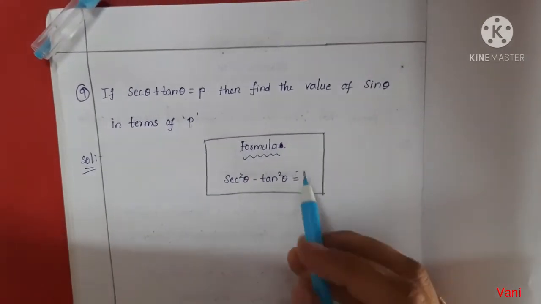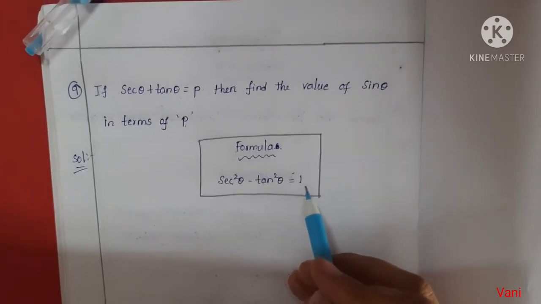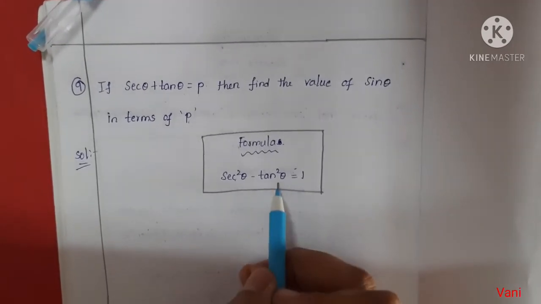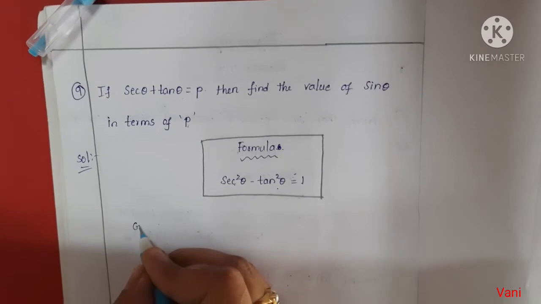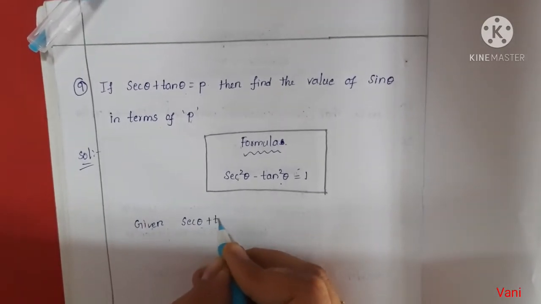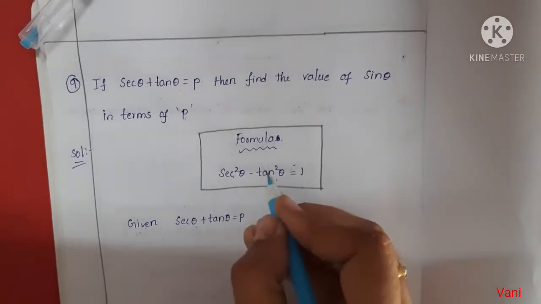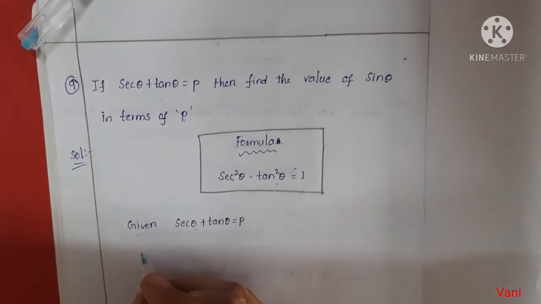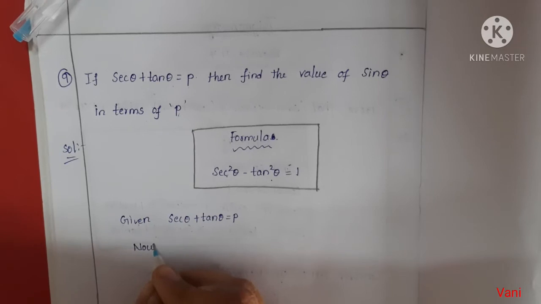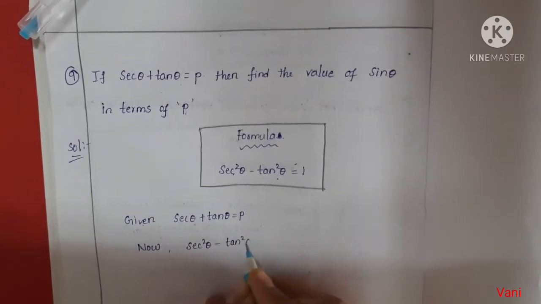So here the main formula we use is secant square theta minus tan square theta is equal to 1. It is our second identity. So we will use this identity to solve this problem. First write the given condition: secant theta plus tan theta is equal to p. As I said, use this formula now. Secant square theta minus tan square theta is equal to 1.